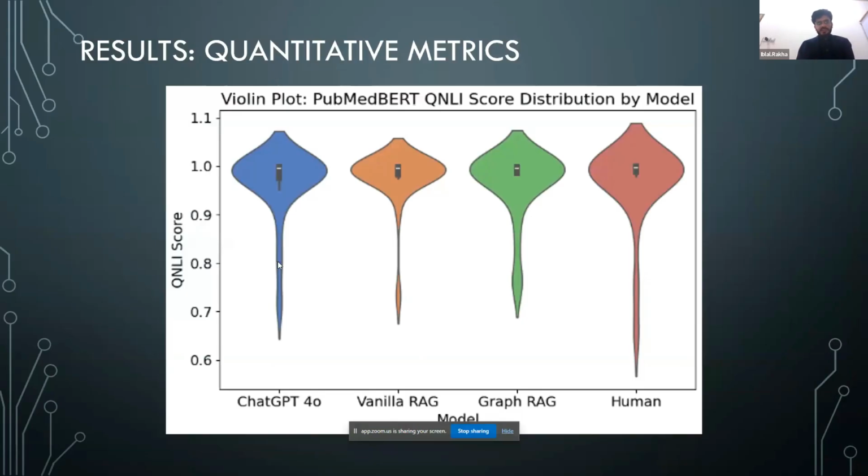The question natural language inference, QNLI, measures entailment between the question and answer. Interestingly enough, vanilla RAG and graph RAG showed quite similar distributions for their entailment, whereas ChatGPT 4.0 was more varied, as well as the human reference answers. The human one is kind of expected because we found that the actual answers that the human professionals included within the text were recorded in retrospect. So there was a lot of context which was omitted, which led to a broader distribution in the QNLI scores.